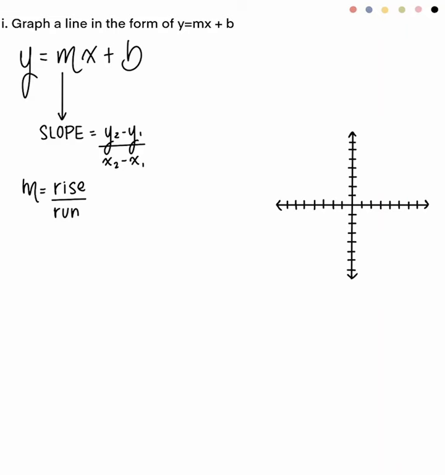Now, whether m is a positive or negative number is going to affect the way that we draw our line. If we have a positive value for m, we're going to be moving up. But if we have a negative value for m, we're going to be moving downward. And then we're always going to run to the right to start. Okay, and b is our y-intercept.